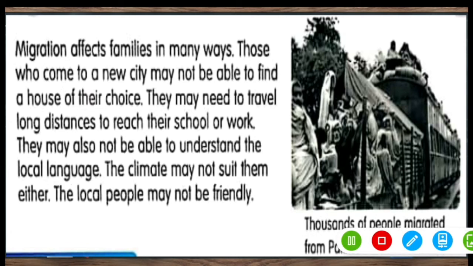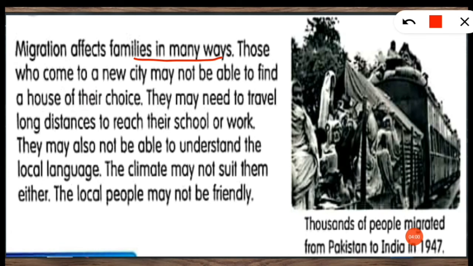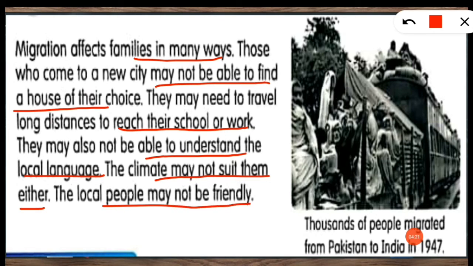Migration affects families in many ways. Those who come to a new city may not be able to find a house of their choice. They may need to travel long distances to reach their school or work. They may also not be able to understand the local language. The climate may not suit them either. The local people may not be friendly. Thousands of people migrated from Pakistan to India in 1947. So now, please write down the problems faced by Bhuvan in a new city.